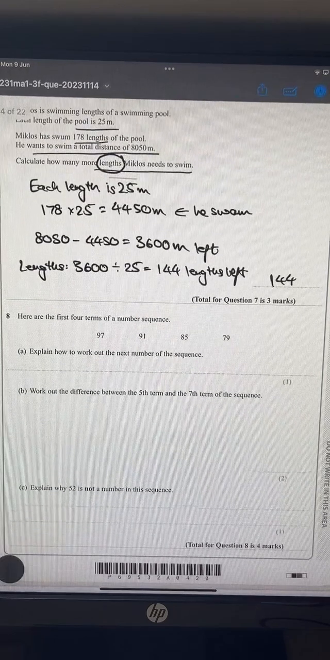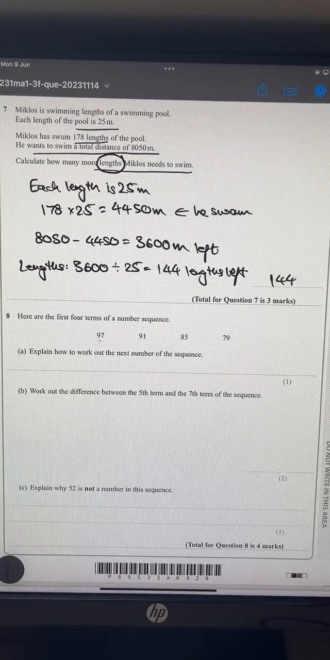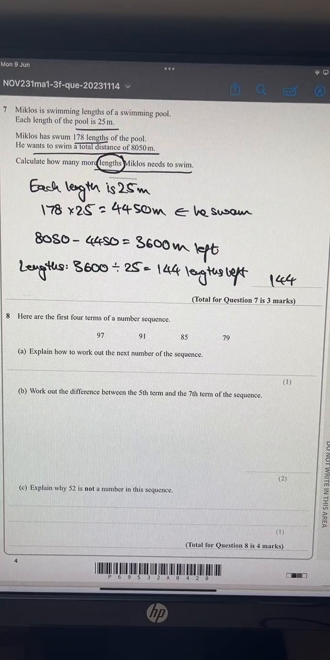Question 8, I'm not going to write, I'm going to speak through this one. Here are the first 4 terms of numbers in a sequence. All right, cool. Those are numbers. Nice. Explain how to work out the next number of the sequence. Well, let's see what I'm doing to go from each number to each. 97 to 91. If I don't know what I'm doing, I can just put in my calculator. 97 minus 91. Oh, that's 6. So I'm subtracting 6. Let's check.